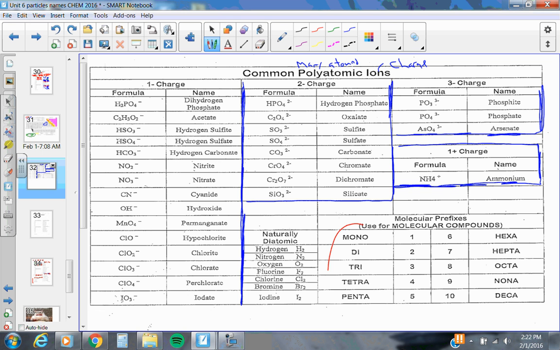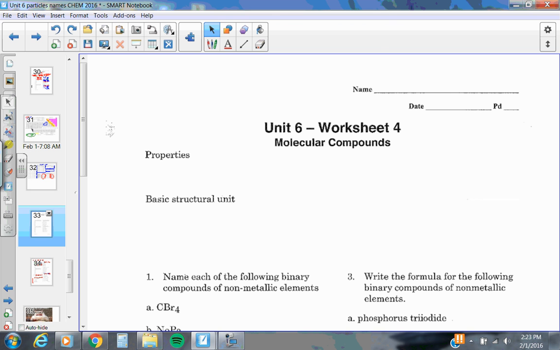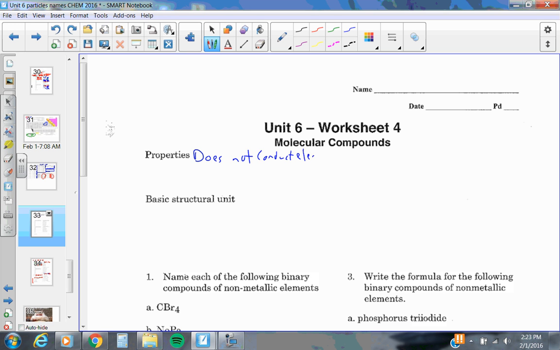These ones, mono, di, tri, tetra, penta, these ones all go with a number, so you don't have to memorize those sort of things. And it's just very straightforward. They tell you exactly how many of something. There's only a couple of tricks. We're on the side that says molecular compounds. For right now, the only property, let's just say, is that it does not conduct electricity. Basic structural unit is a molecule, not a formula unit.